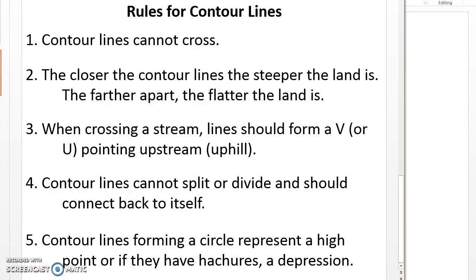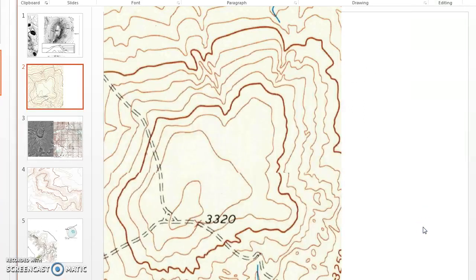Number 5, contour lines forming a circle represent a high point, or if they have hachures, then they are a depression or a low point. And we've kind of talked about that already a little bit, but basically this would be a peak. Now, how big a peak depends on the change in elevation. It may just be a slight rise or a little rounded area that's a little bit taller, a little mound.